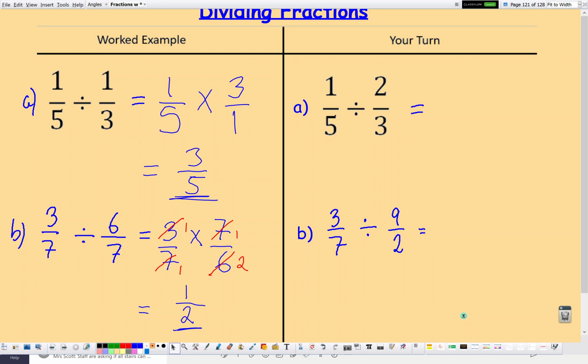Right, here's what we're doing. I want you to give me your answers, please. So, in the comments, give me your answer. Now, as a fraction, you can just put the top number, a slash, and then the bottom number. So, the first question was 1/5 divided by 2/3. Can you write me your answer in the comments, please? Go.